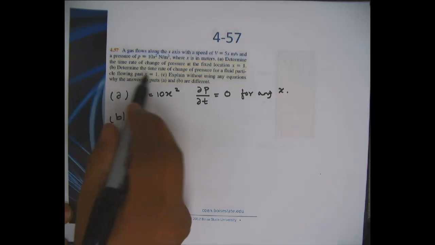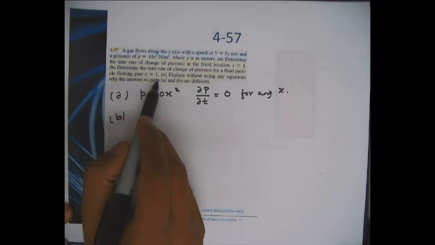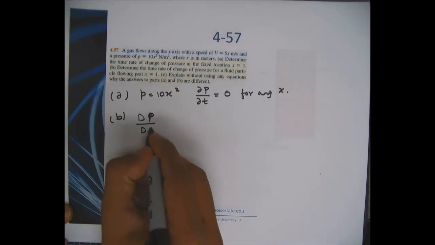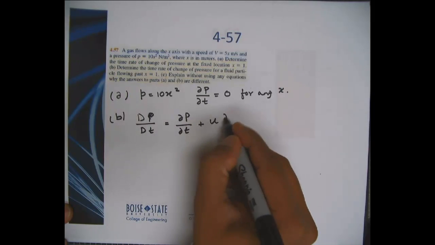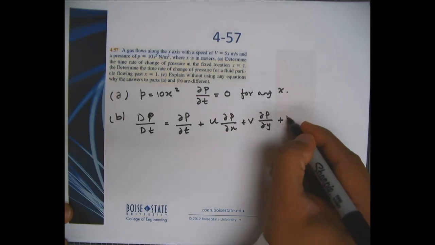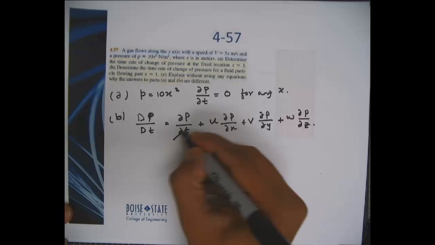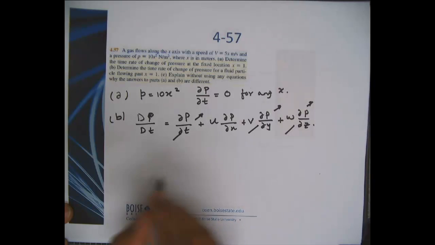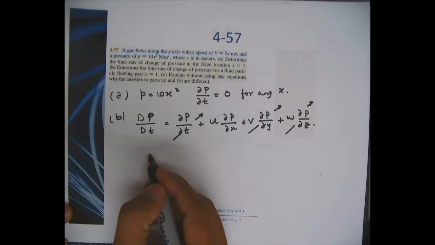and if you want to determine the time rate of change of pressure for a fluid particle flowing past x equals 1, we're talking here about the material derivative, okay, which I can write as ∂p/∂t plus u ∂p/∂x plus v ∂p/∂y plus w ∂p/∂z. Okay, this first term we determined to be 0. We don't have the v and w components, nor does the pressure vary with y or z.